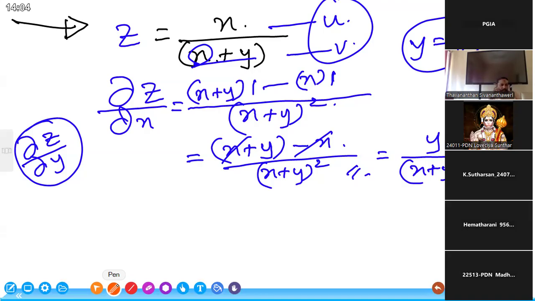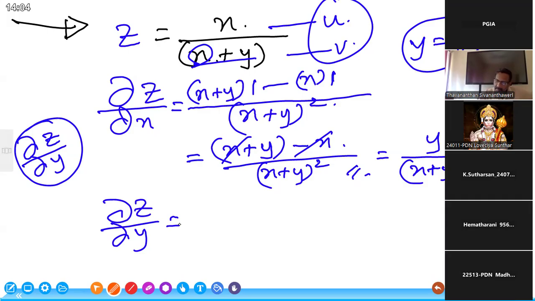Anyone? What is the answer? Final answer. Again, you take it as u and v. So ∂z/∂x. Anyone? Madhavi? I didn't get the final answer up to now. I'm solving it.